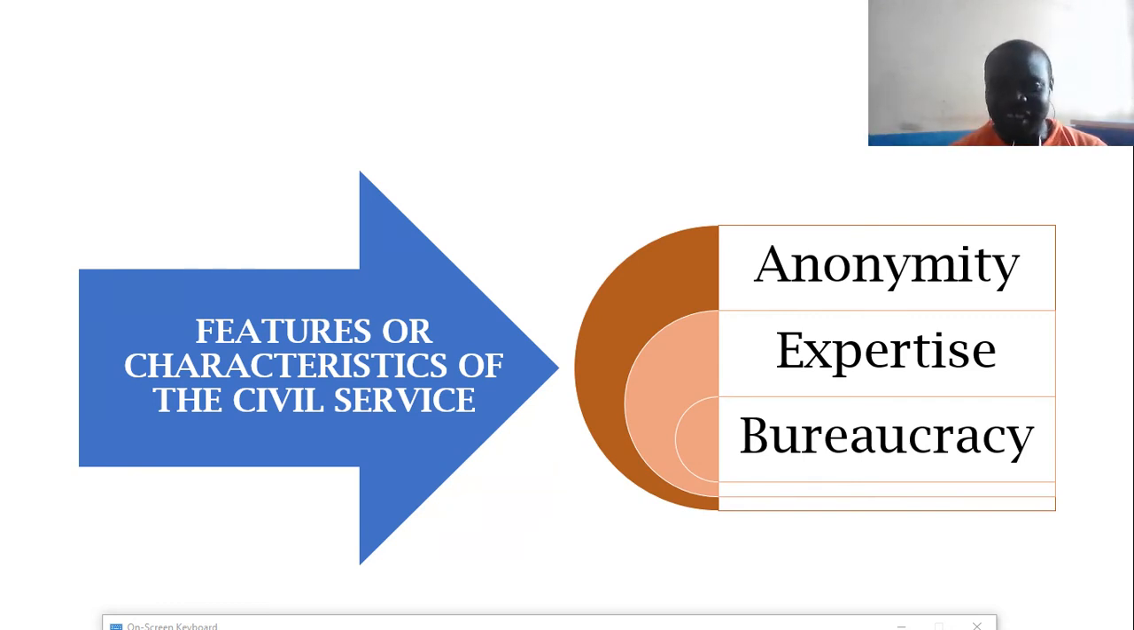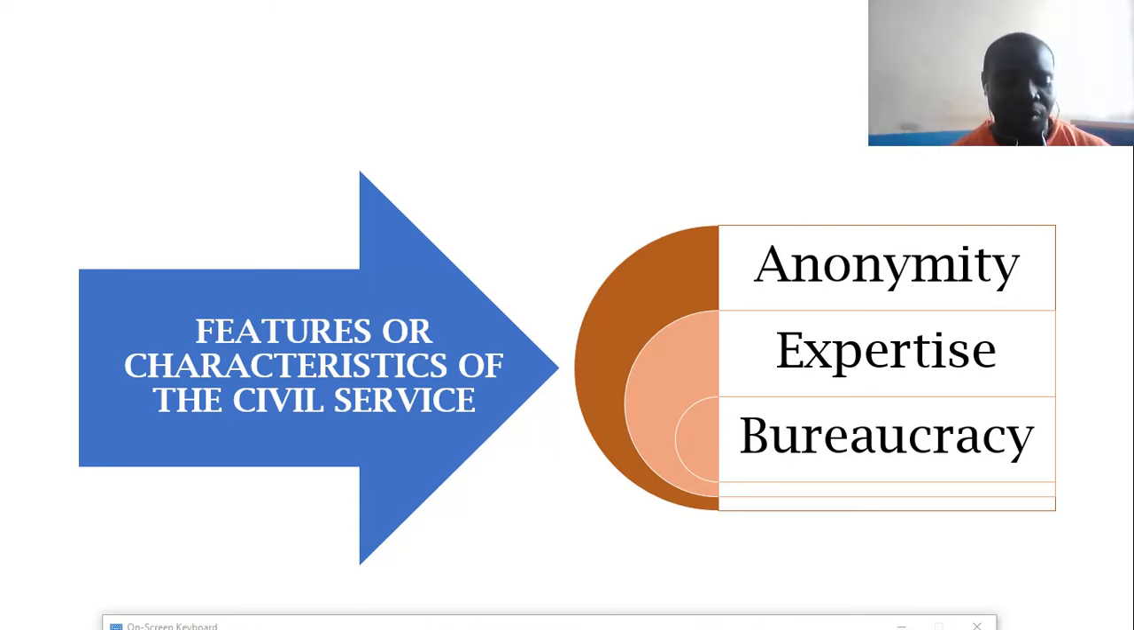The next one is expertise. Civil servants are experts in their field. They are meant to be experts in their field and relevant department, the reason being that recruitment is done on the merit system.